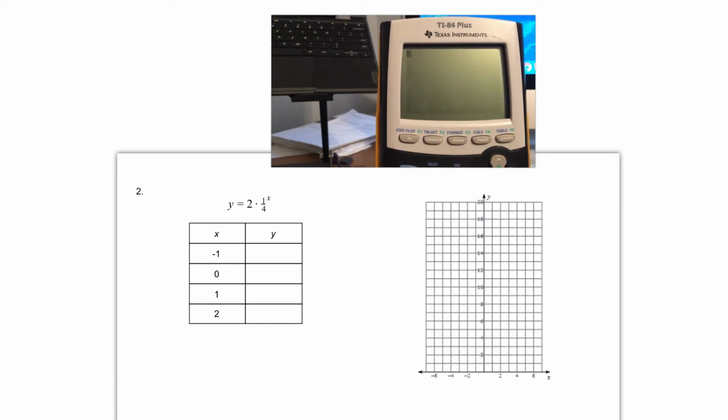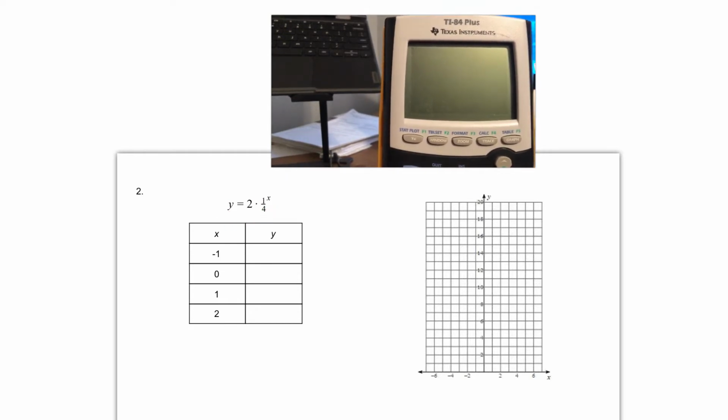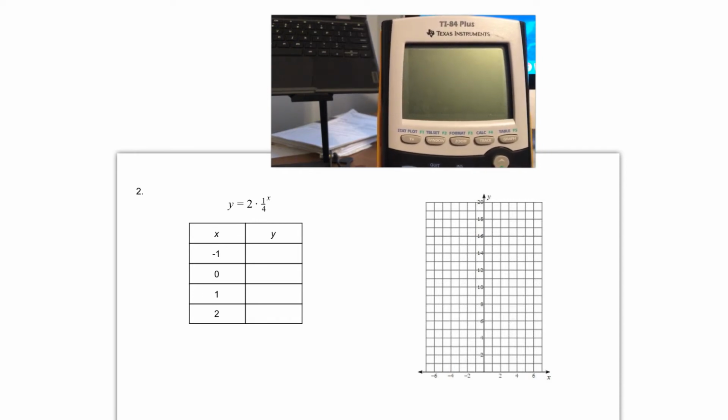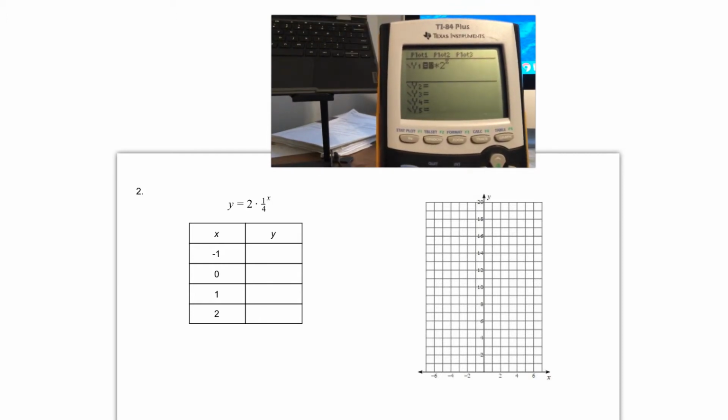In number 2, we are going to graph the function y equals 2 times (1/4) raised to the x. So again, I'm going to walk you through how to plug that into your calculator. Once your calculator is turned on, go to the y equals button. Notice the y equals button is right here on the top. I'm pointing to it right now. You push that button, and it's going to take you back to your y equals.